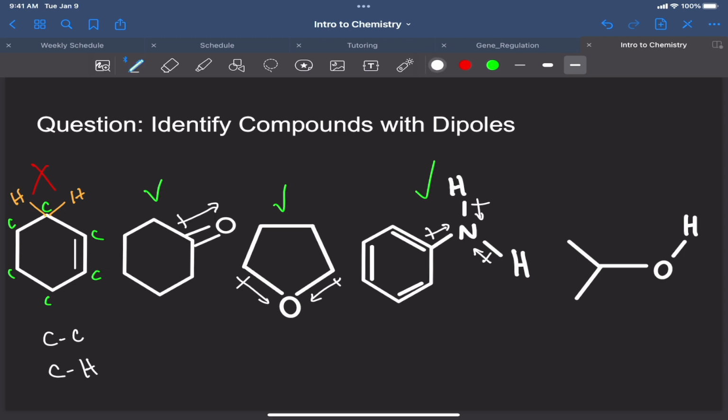And then finally, we have carbon, carbon, carbon. The middle carbon, right, that is an isopropyl group. You don't have to know this until you get into organic chemistry. We have a dipole here, and we have a dipole here. So the latter 4 have dipoles, the first one doesn't.